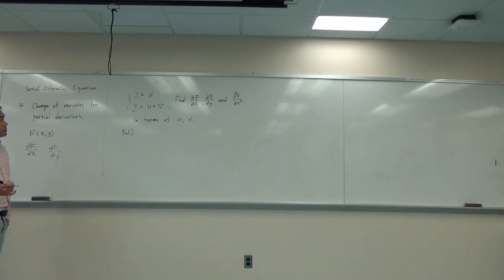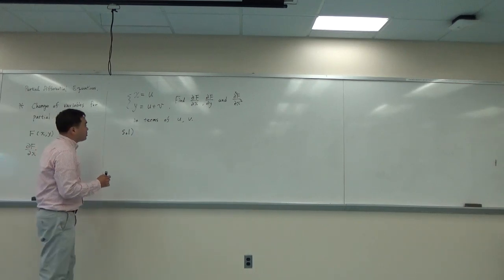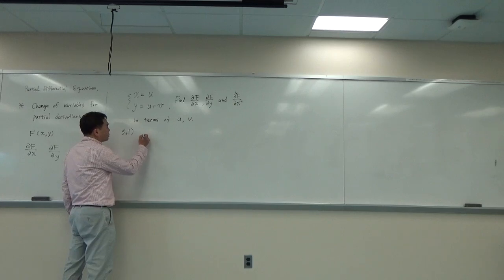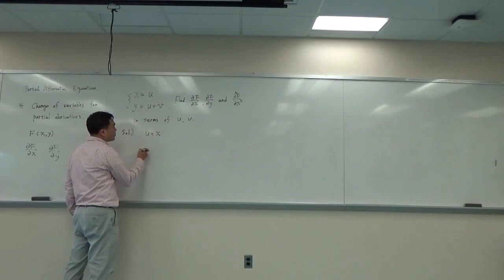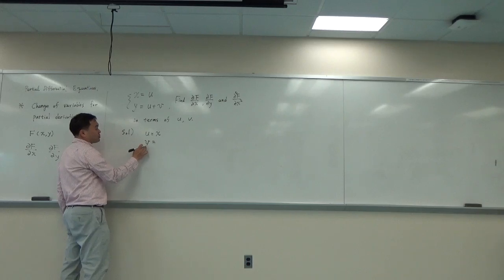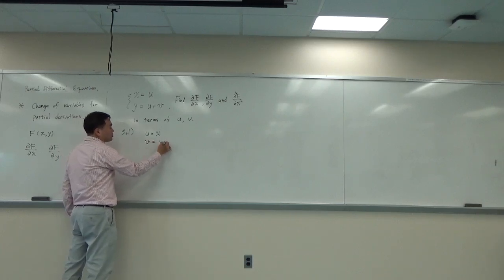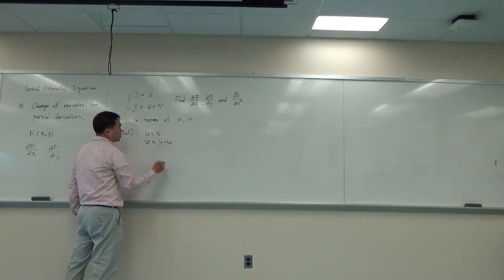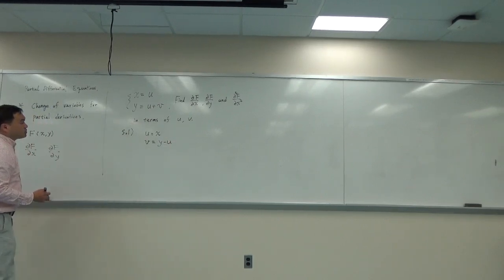And here's how we think. So what we want to do is you first let u be x, and then v would be, if you solve the second one for v, v would be y minus u, right? Oh no, it's just, y is u plus v.